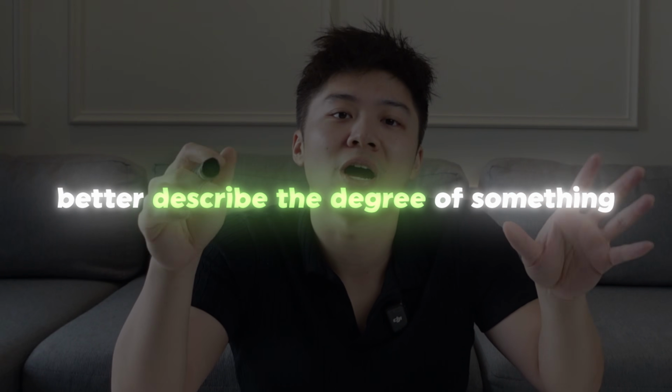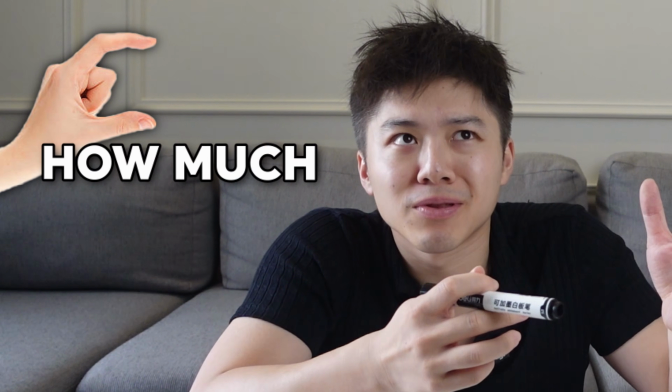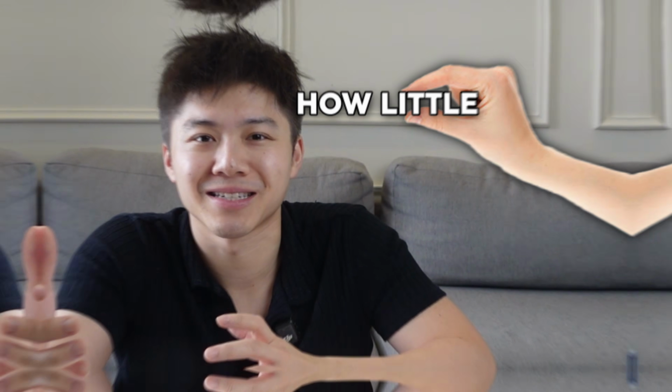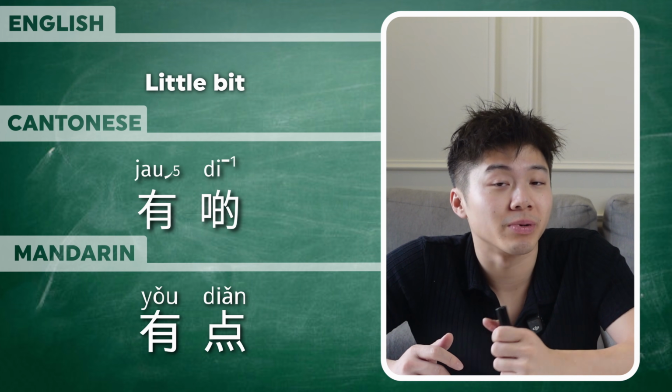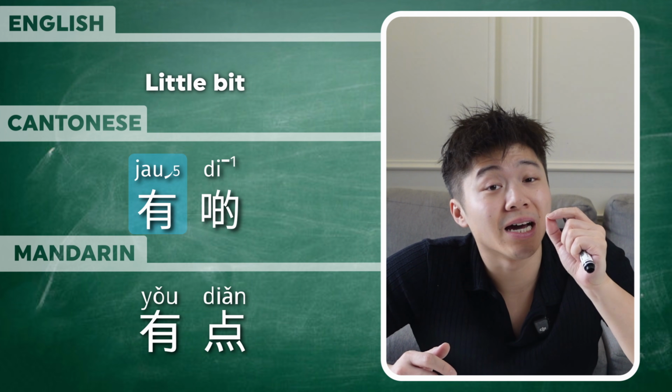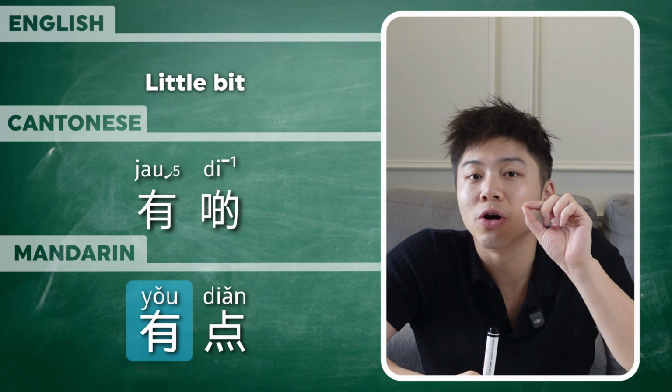Now, in the case of Chinese, let's look at some super easy examples of adverbs indicating levels that you can take home today that'll help you better describe the degree of something in your daily life. So, basically how much something is or how little something is. In English, he is a little nervous, right? Where you put the adverb a little in front of the adjective nervous. Now, in Cantonese, very similar, but it just becomes 有啲, 有啲. In Mandarin, we use 有点, 有点.